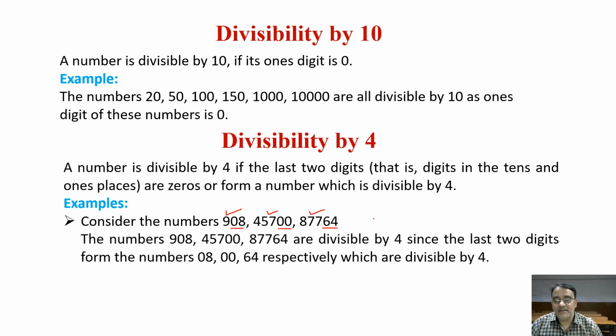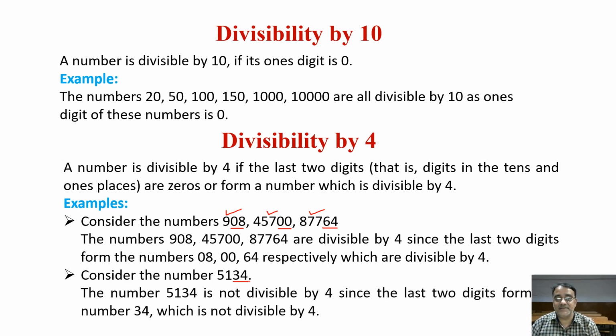Okay, and now coming to... नहीं, एक और एग्जांपल देख लेते हैं. 5134, लास्ट टू डिजिट इज 34. 34 जो है 4 के टेबल में नहीं आता है, so 34 is not divisible by 4, so the number is also not divisible by 4, right?